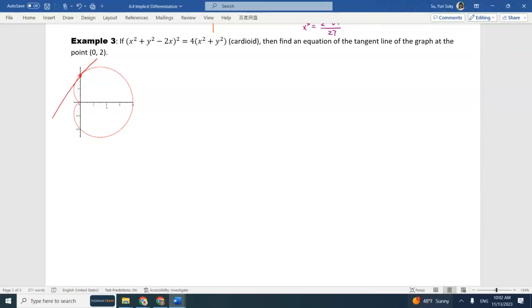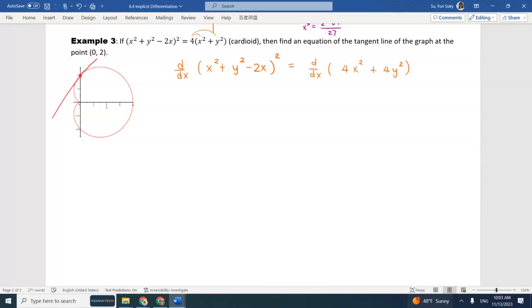Okay? So we take the derivative on both sides. d/dx of (x squared plus y squared minus 2x) squared. We take the derivative. And on the right hand side, do you see I can distribute the 4. So I'm taking the derivative of 4x squared and 4y squared. Yes, everybody?